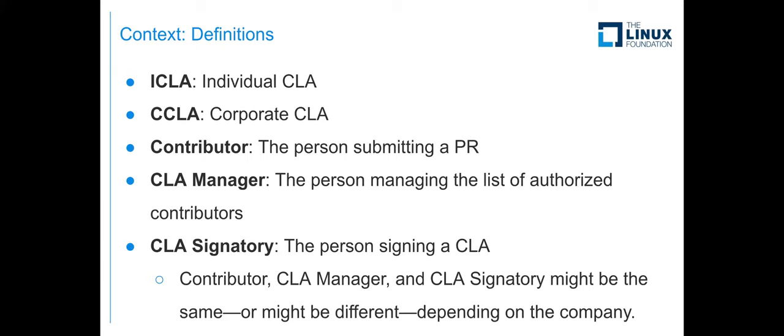And then finally, the CLA signatory, like it sounds, is the person who actually signs the CLA. This is the person who's authorized to sign on behalf of that company. Those three roles, the contributor, the CLA manager, and the CLA signatory, might all be the same person, or they might be three different people, depending on the company. That'll vary company to company, depending on its size, how it's set up, and other things. So EasyCLA tries to work for all those different use cases.